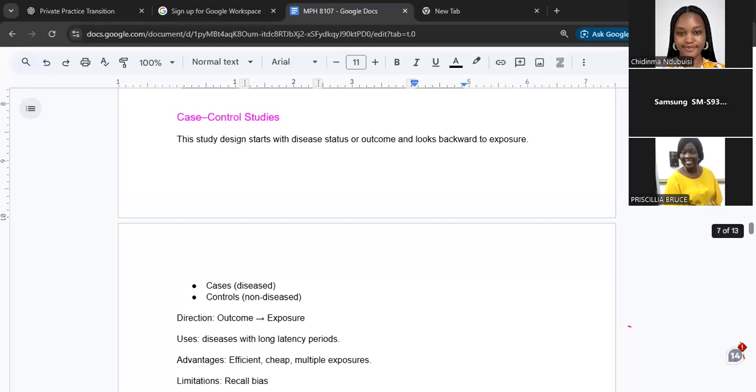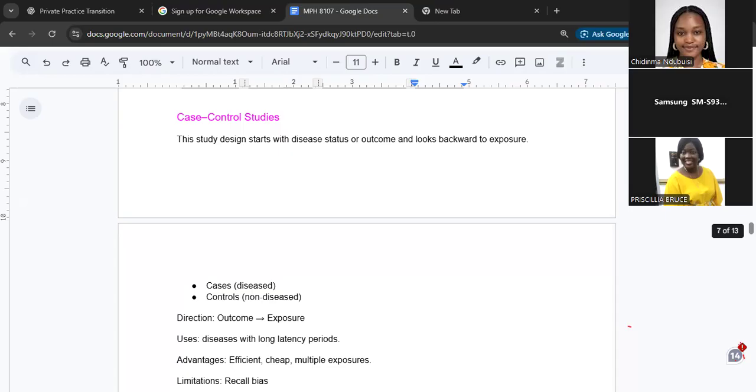So for case control, if we are doing the study, the population we are working with is people who have the outcome versus those who don't have the outcome. So we're saying hypertensive versus non-hypertensive. We're saying they have malaria versus they don't have malaria. That's our starting point, the outcome. Presence or absence of the outcome. Outcome is what we are starting from.